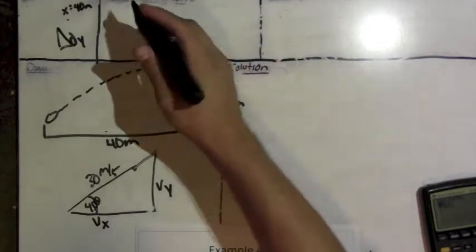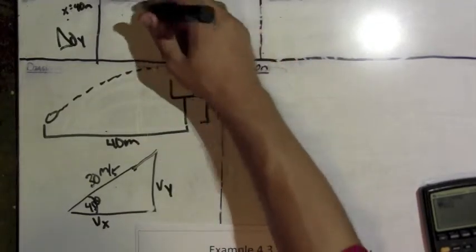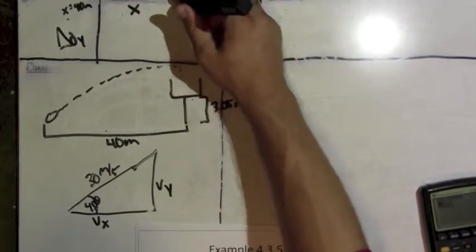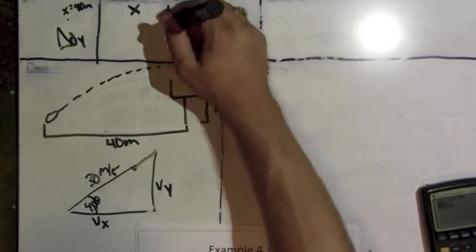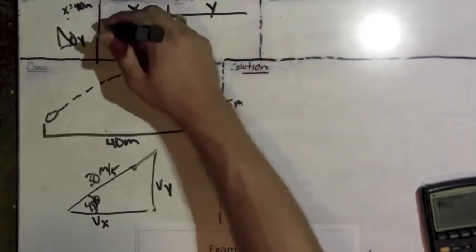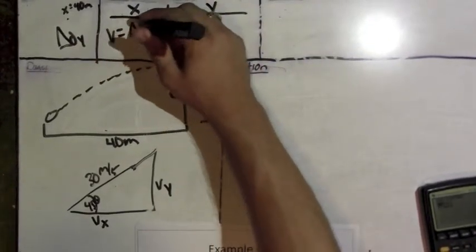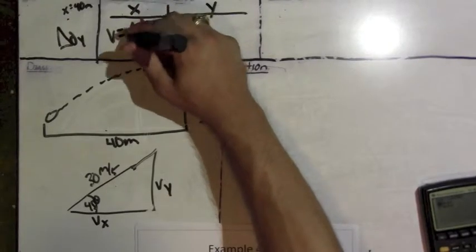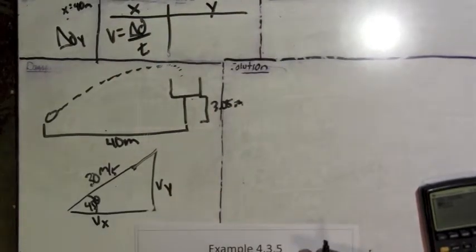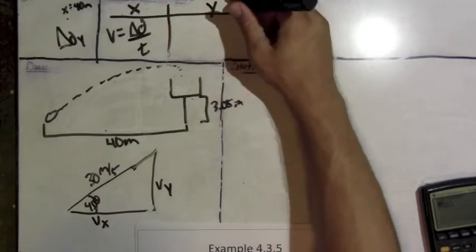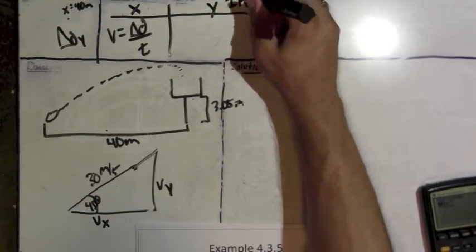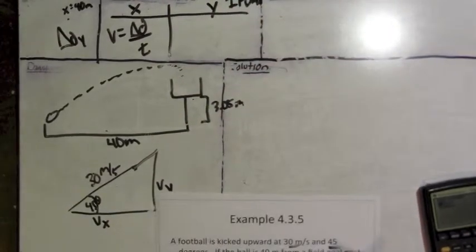Okay, so we know because of that, we're not going to be able to use our special case formulas. We're going to have to do the x's and y's. Remember, x only uses this equation right here: V equals delta D over t. The y uses the kinematic equations. So let's look at our information that we have.